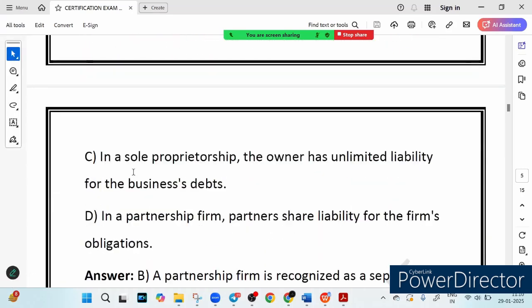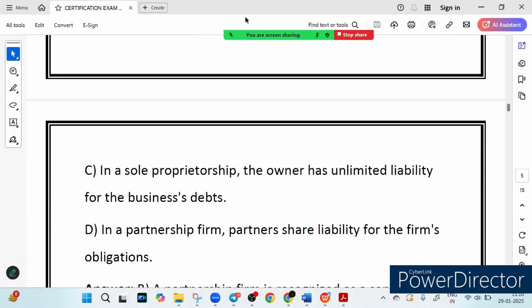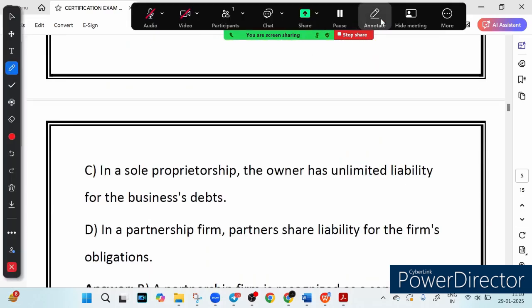Now option C says that in a sole proprietorship the owner has unlimited liability for the business debt. Unlimited liability means if the business incurs debt, the owner is personally responsible for paying it off, even if it means selling personal property. Exactly. Suppose a sole proprietor runs a bakery and faces a loss. He may have to sell his car or house to settle the debt.